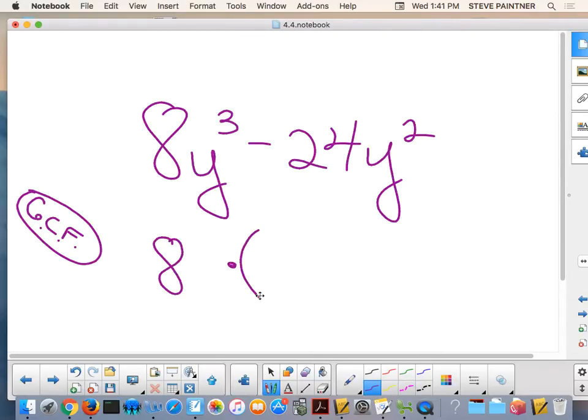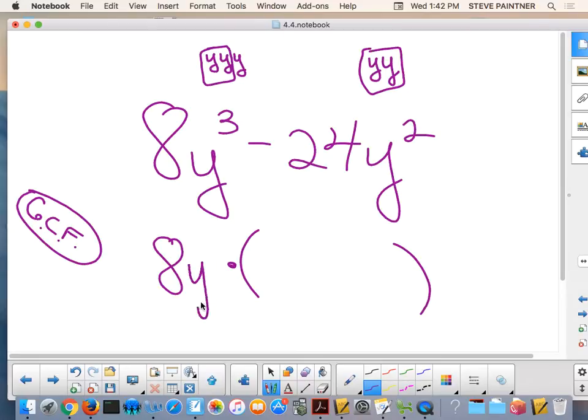But wait a second. What else do they have in common? Y's. How many y's do they both have at least? This y cubed and this y squared, they both have at least two y's. And careful when you say it that way, because it's not just two y's in common. What am I going to write here? Y squared.